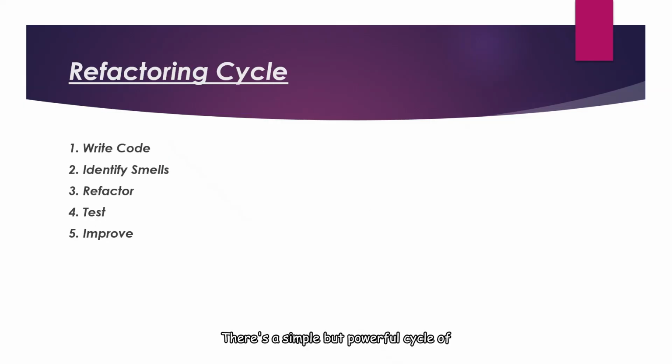Here's the simple but powerful cycle of professional software engineering. First, you write code. Next, you identify smells, areas where the code can be cleaner. Then you refactor, improve the structure without changing behavior. After that, you test thoroughly to confirm nothing broke. And finally, you improve, either by optimizing, simplifying, or even planning your next iteration. Great developers follow this loop naturally, even during daily coding.